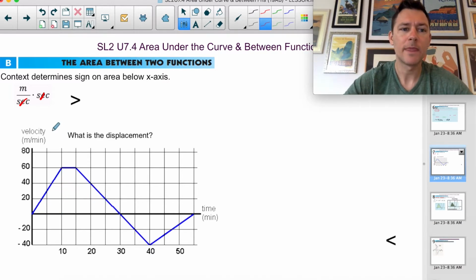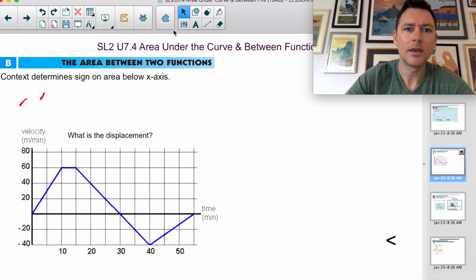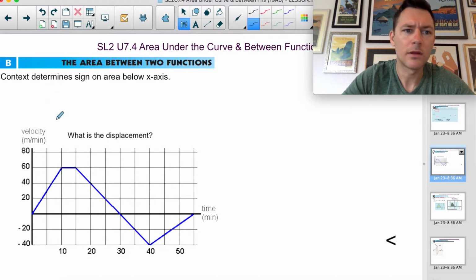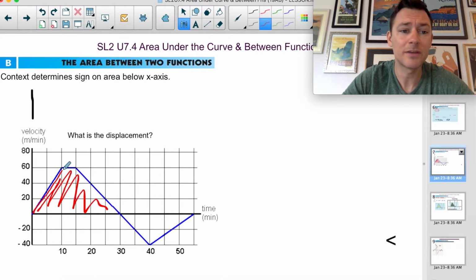So if this is the velocity of an object in time, what's happening with this is it's starting from zero. It's moving here, the area under here, it's moving in a positive direction. You can tell because the velocity is positive here. It goes up, it stays constant, and then it comes back down. And at this point, it stops. So the particle's moving forward, and then it stops.